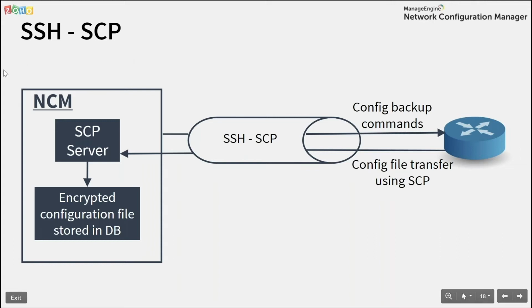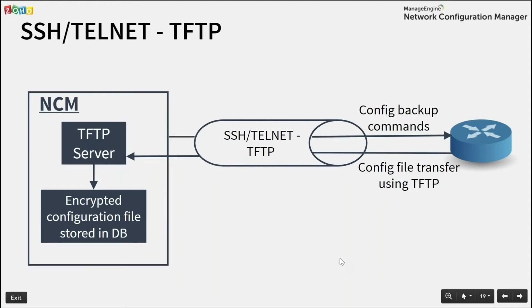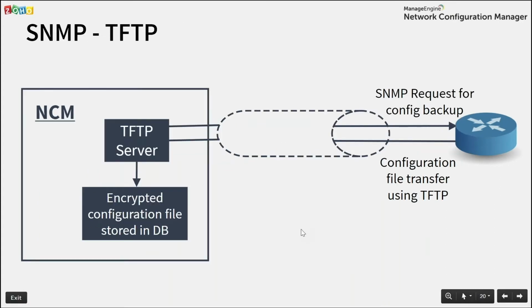For SSH SCP, how it works is SSH will send the configuration commands, and the file transfer will happen using SCP. The file will be received by an SCP server, which will be encrypted and stored in the database. This process is the same for SSH Telnet TFTP, but for SNMP TFTP, there won't be any communication channel. An SNMP request will be sent, and upon receiving the SNMP request, the file transfer will happen using TFTP. Upon receiving the file, Network Configuration Manager will encrypt it and store it in the database.